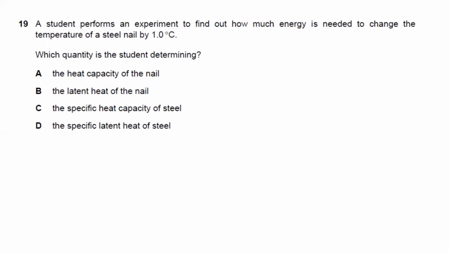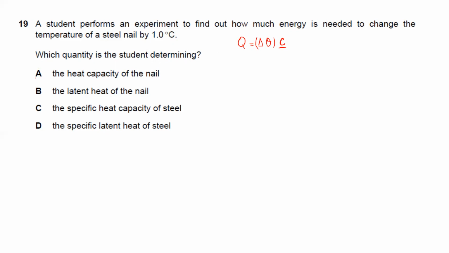So next question, question number 19. It says a student performs an experiment to find out how much energy is needed to change the temperature of a steel by 1 degree centigrade. So the amount of heat required to change temperature, delta theta, and the heat that is required, capital C. So this is basically the heat capacity. Which quantity is the student measuring? The amount of heat, so that is C.